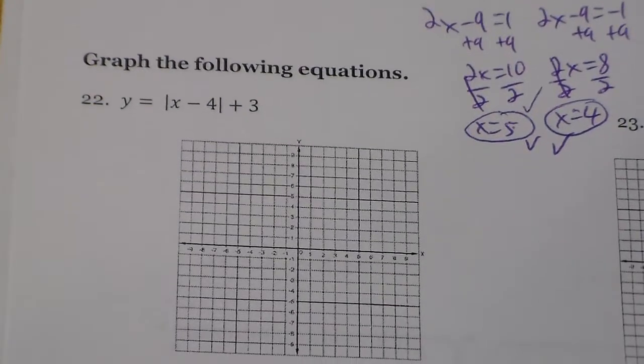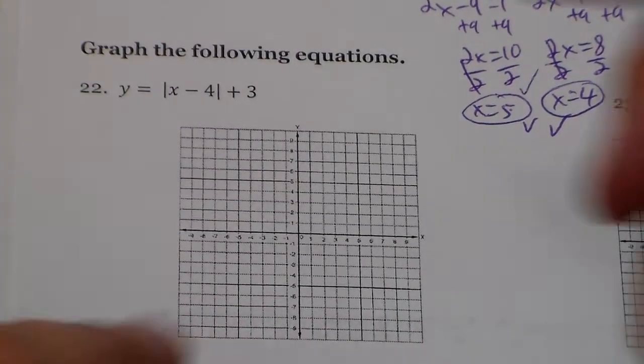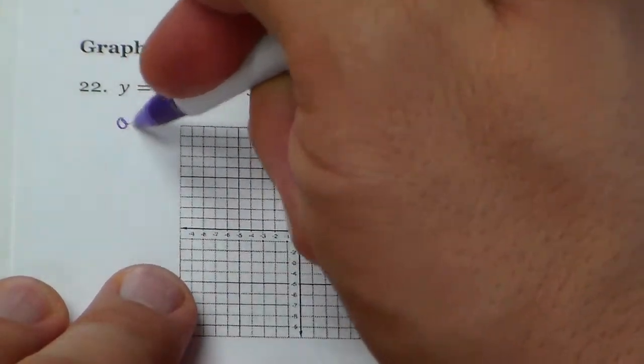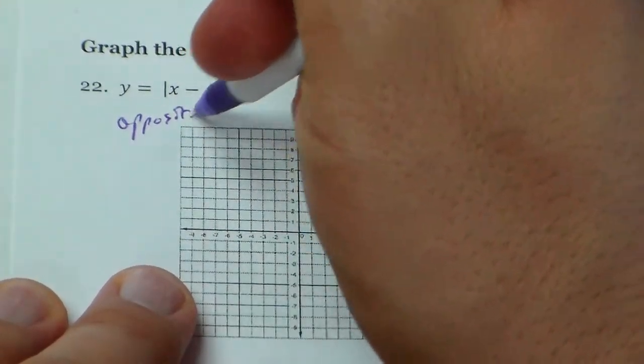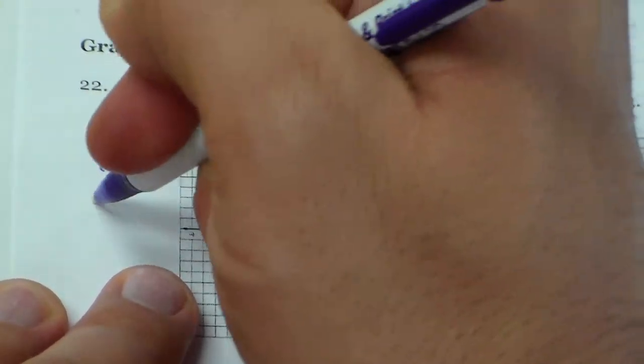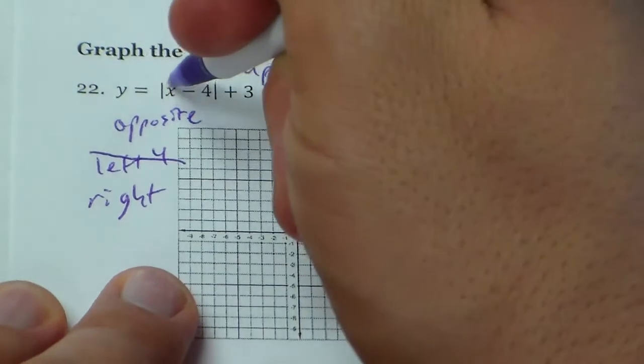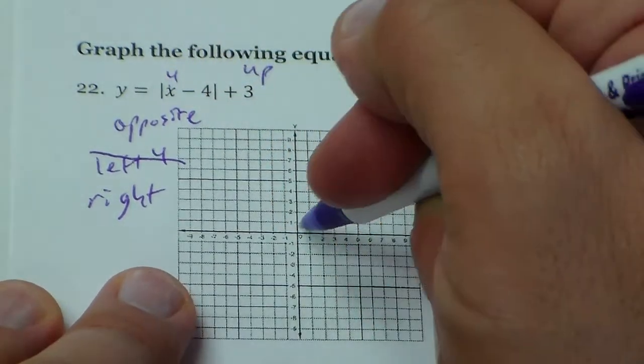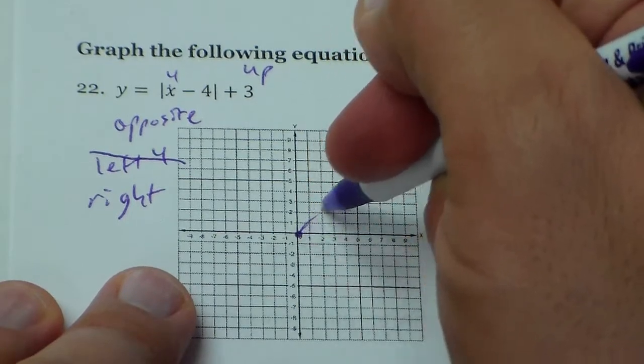Okay, you can graph the following by hand or using the graphing calculator. So 22. If you can remember, by hand, this just means up 3. And this just means opposite of what you think, right? So instead of you thinking negative, which is left 4, it's actually going to be right 4, because x minus 4 is 0. So we're going to go ahead here at 0, 0.